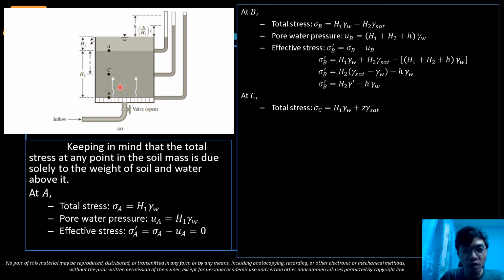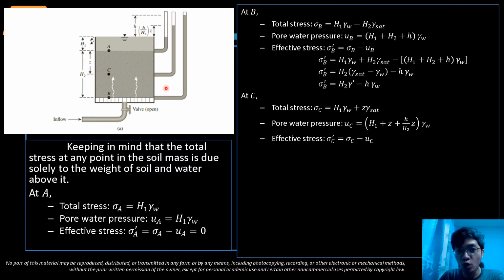Now, for the pore water pressure. Dito sa point C, class, again, titingin ka sa height nung piezometer na naka-attach dyan sa point na yan. So, yung height niya, class, ay ito. So, ito ay Z plus H sub 1. Tapos, yung height na ito, class, na banggit na natin yan ay H over H sub 2 times Z. So, yan na, class, yung height times yung gamma water. Alright, so this is the pore water pressure, class, at point C.